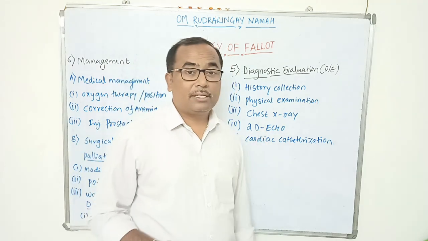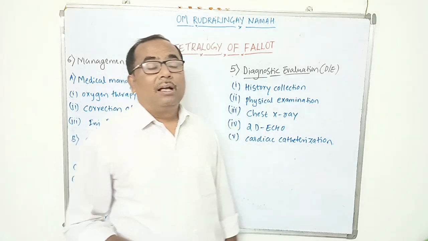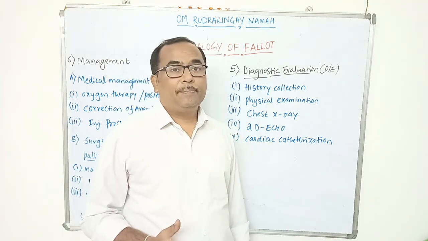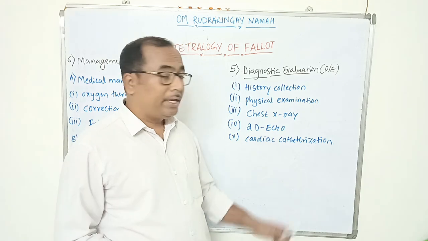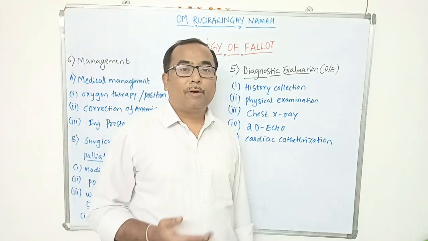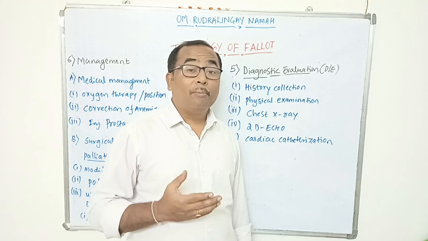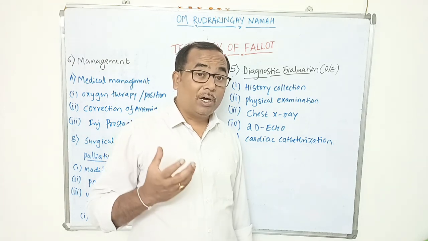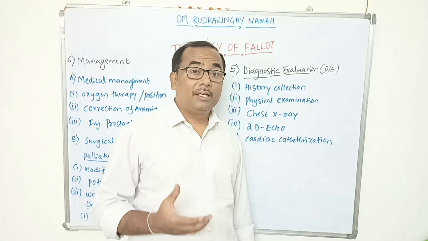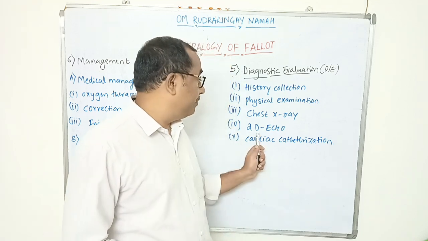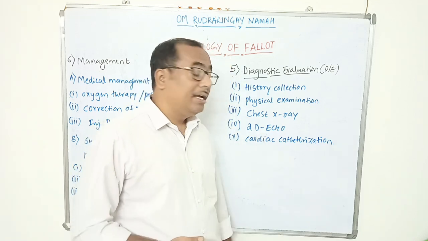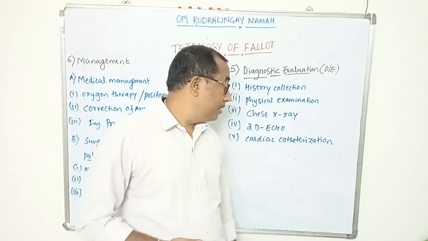And when you do a chest X-ray, we can see there is a right sided heart enlargement. And when you do a 2D echo, we can see there is an abnormal shunting of blood from the right ventricle to the left ventricle. And the extent of pulmonary stenosis that has happened, that evidence is also given by the 2D echo.